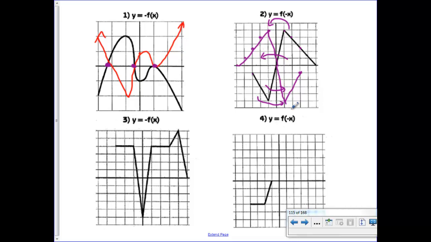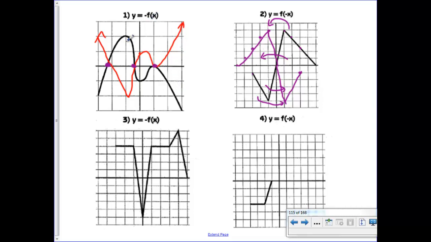Does that make sense? So that's what happens when x is negative inside the brackets. It basically means all of your x's that were positive are now negative. This one right here is outside the brackets, so it basically means that all of your y's are now flipped upside down.